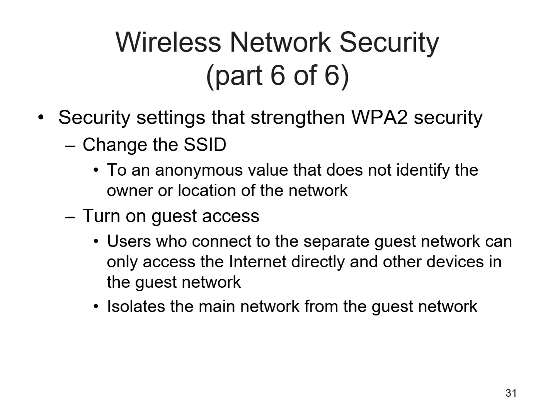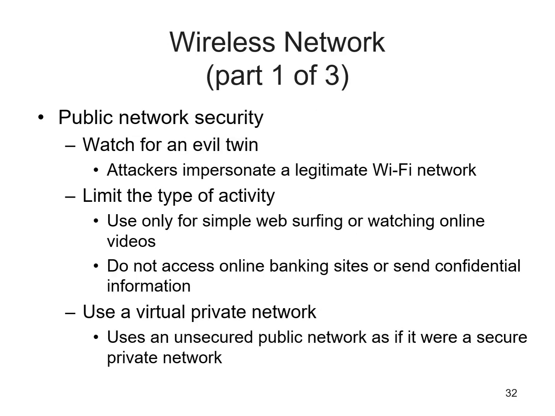of the Wi-Fi networks. Turn on guest access. Users who connect to separate guest networks can only access the internet directly and other devices in the guest network. So if this feature is enabled on your Wi-Fi router, you can give guest access to the people who are coming to your house, like friends or anyone else, so that they don't have open access to the rest of the devices which are connected to your Wi-Fi network. It isolates the main network from the guest network, and they'll be accessing the internet without getting any privilege to the devices which are connected to the same network.